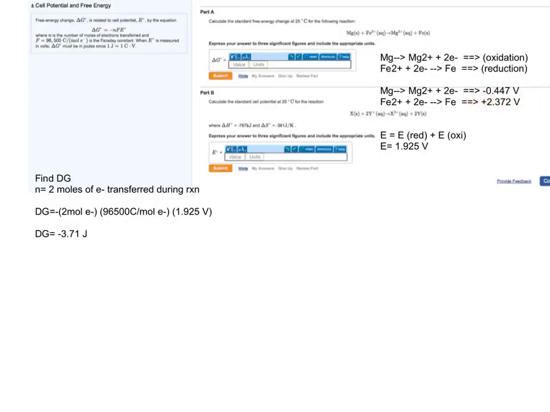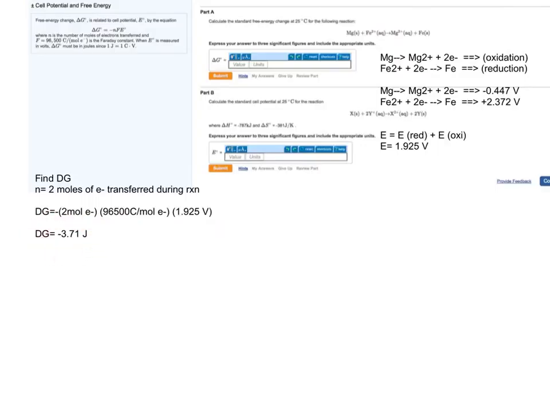Cell potential for the reaction is the sum of the cell potential for the reduction reaction and the cell potential for the oxidation reaction. Combining these two numbers, we get the cell potential for this reaction here. In this case, it's 1.925 volts, which is given here. The last thing that we need to figure out is the value of N. In this case, N is 2 moles of electrons transferred during the reaction. We go ahead and plug in all the information that we've gathered here, and the answer for delta G naught in this case is negative 3.71 joules.